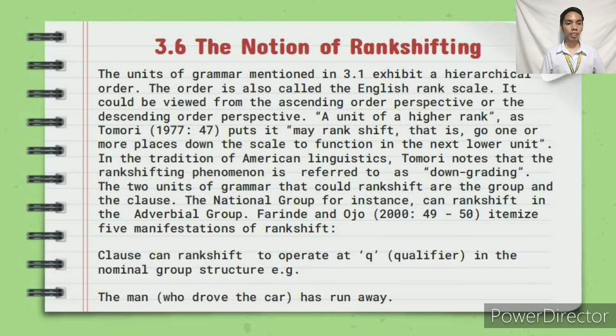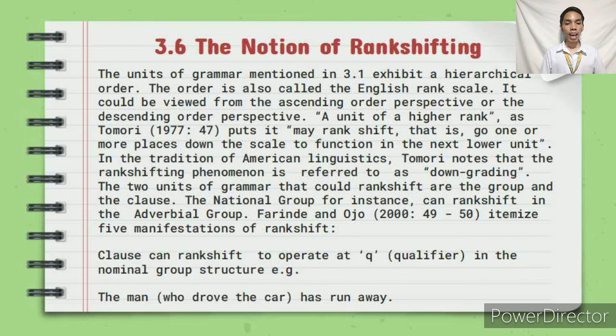So the nominal group, for instance, can rank shift in the adverbial group. That's according to Farinde and Ojo in 2000, page 49 to 50. Itemize 5 manifestations of rank shift. First, clause can rank shift to operate as qualifier in the nominal group structure. So this is an example. The man who drove the car has run away.